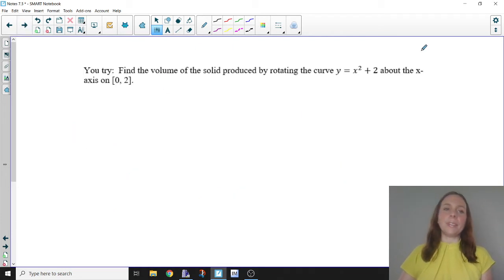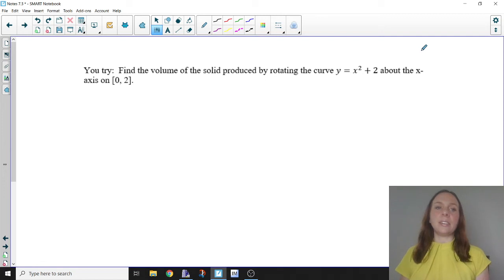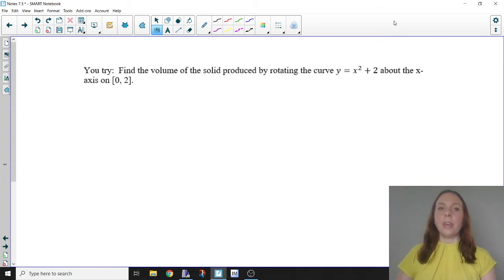Pretty simple, right? Take a look at the U-try. Find the volume of the solid produced by rotating the curve y equals x squared plus 2 about the x-axis on the interval from 0 to 2. For this one, you do not have a picture to go by. But anytime you are revolving or rotating a curve about an axis, you can assume that you are going to be using the disk method. So the cross sections will be those circular cross sections, or you can think of them as really short cylinders.